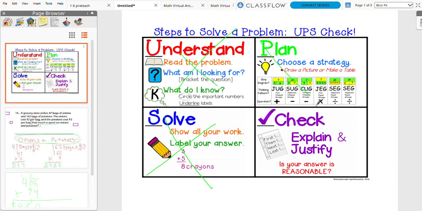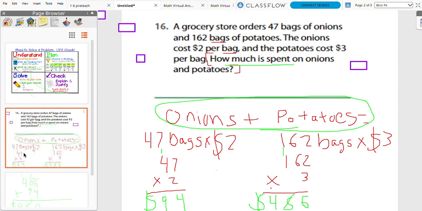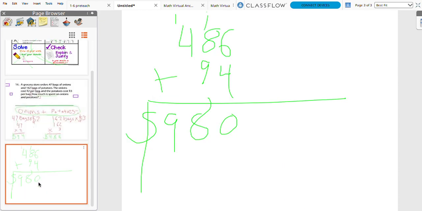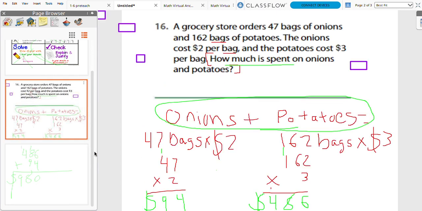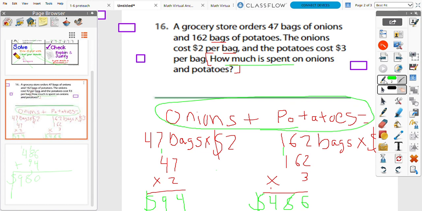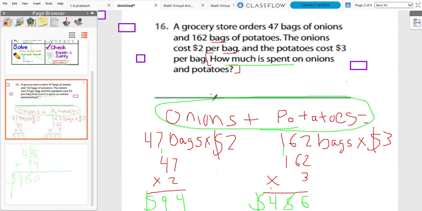We've done understand and plan. I talked about some strategies for checking our answers. So let's think about this number, $980. Would it make sense that our number went up from the values that we had of 94 and 486? Yes, because we added. Let's use some rounding to check how close that number is to an estimation, so we can make sure we didn't make a computation error. We've looked at whether the number went up. If it went down, then we know we did our math wrong. It's not smaller than these numbers, so we didn't subtract by accident.